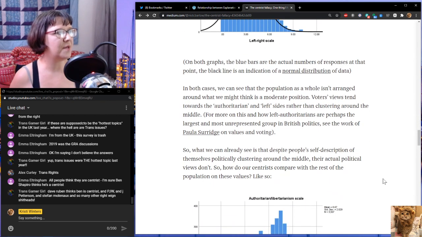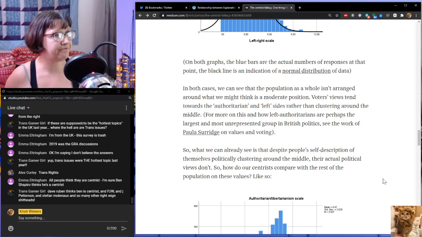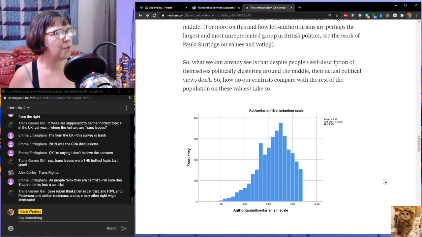In both cases, we can see the population as a whole isn't arranged around what we might think of as a moderate position. Voters' views tend toward the authoritarian and the left sides rather than clustering around the middle. So what we can already see is that despite people describing themselves as clustering around the middle, their actual political views don't. So how do our centrists compare with the rest of the population on these values?